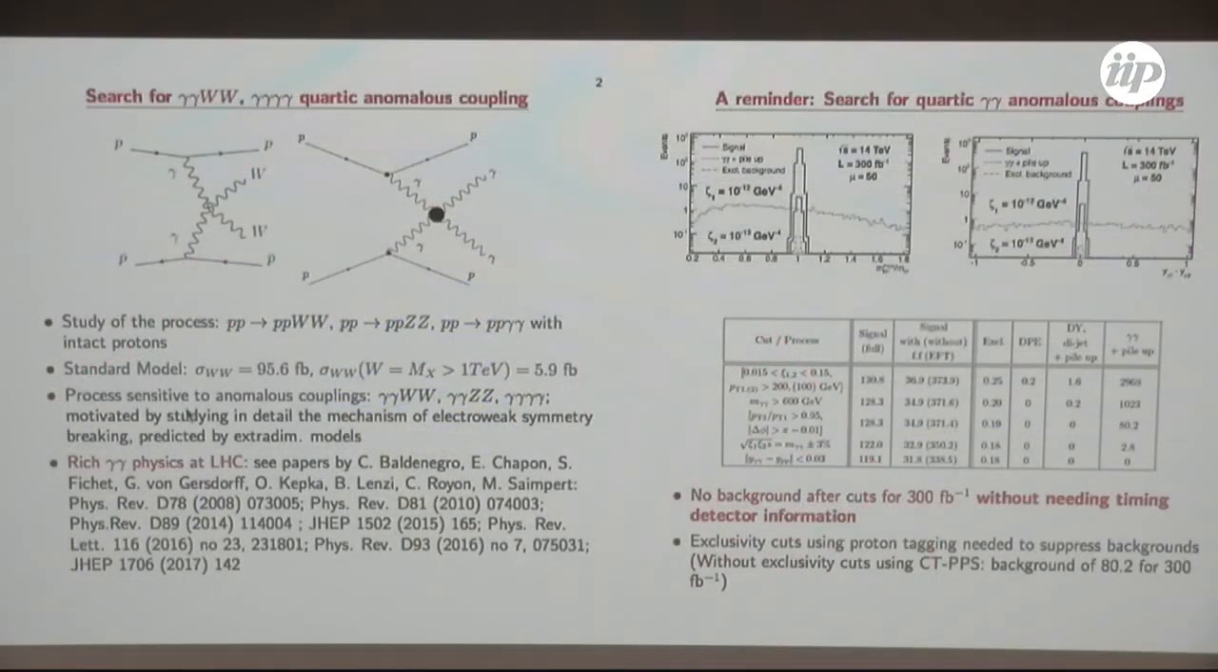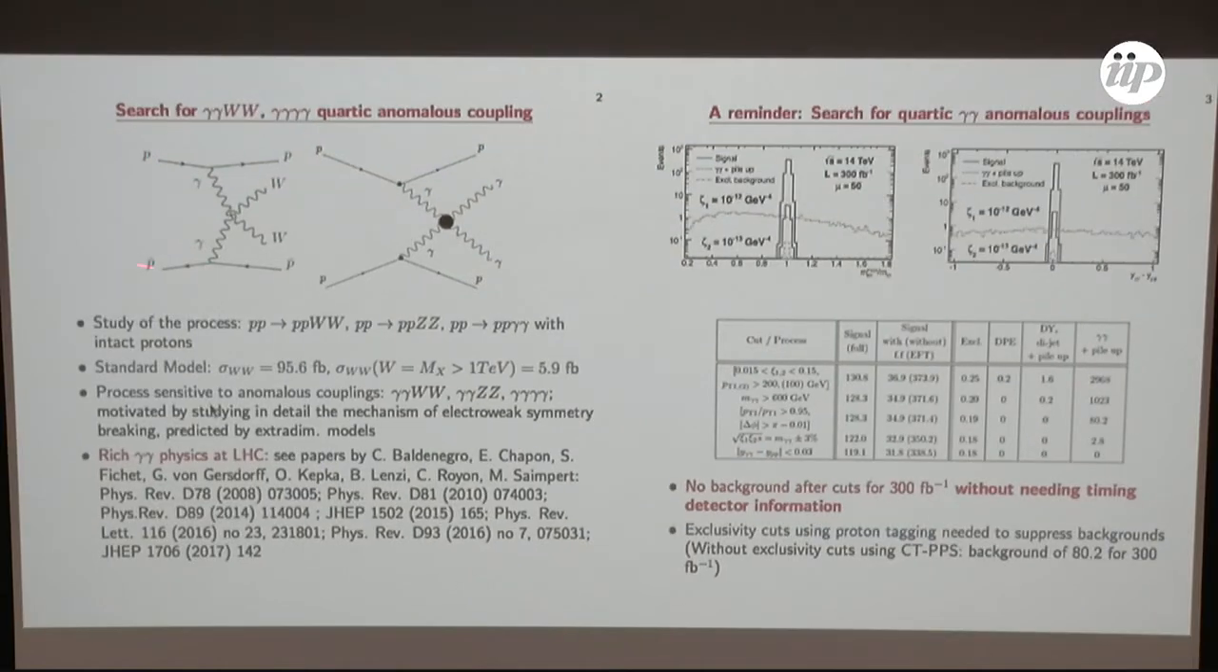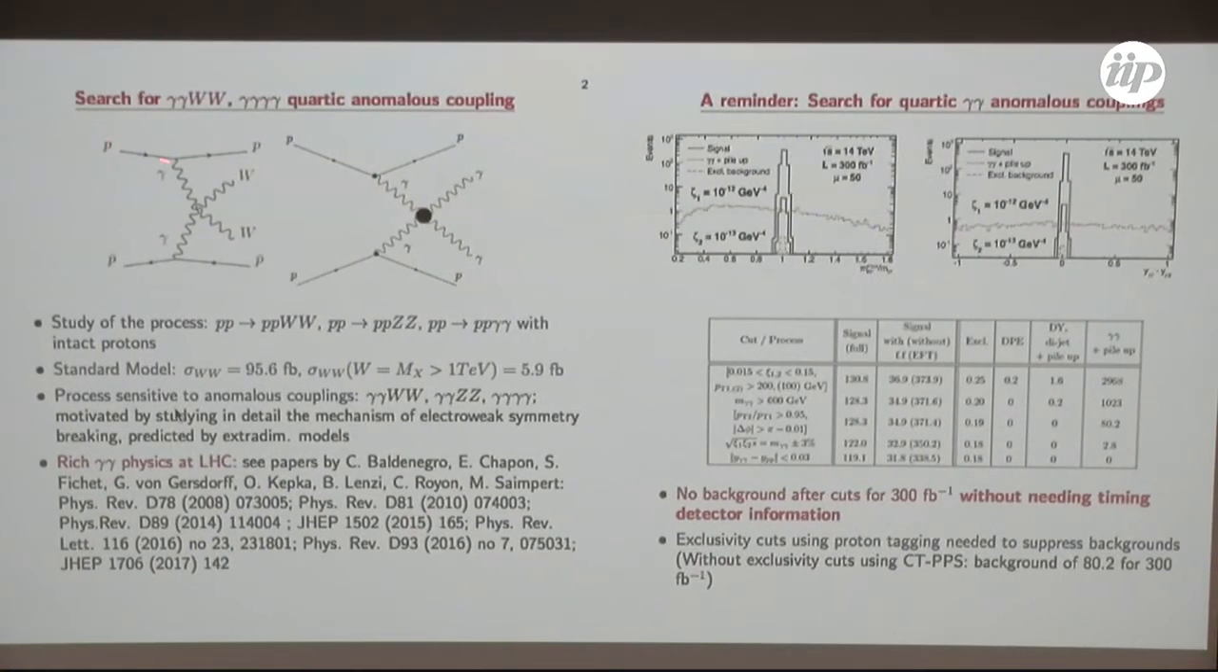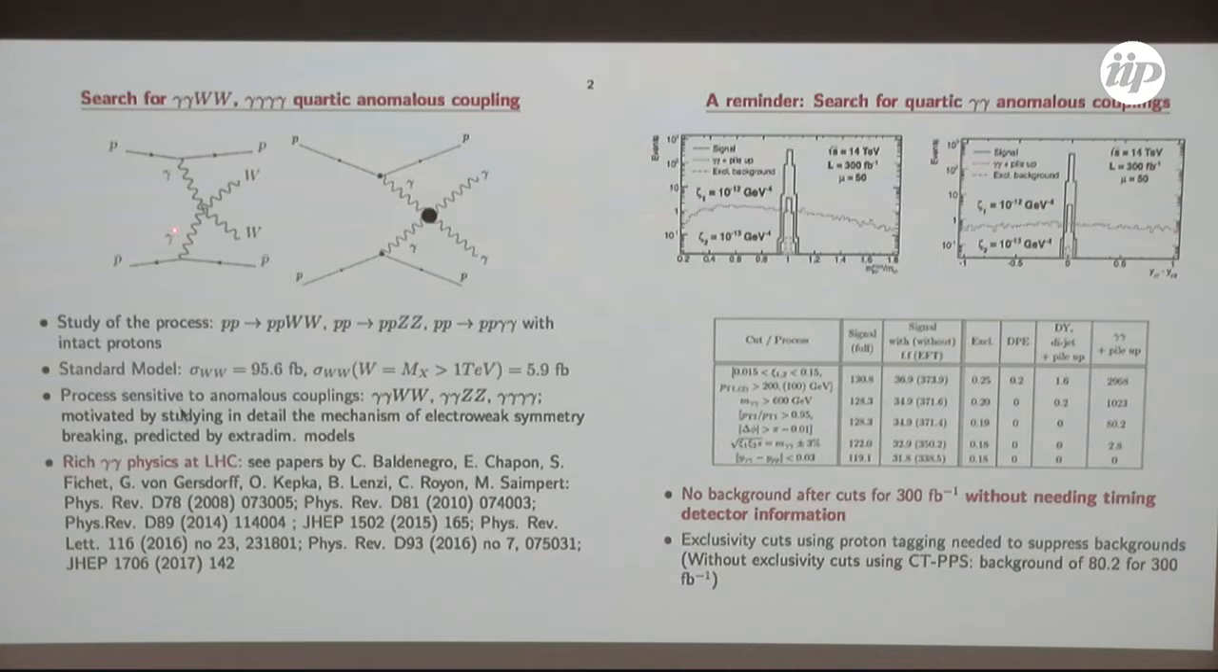So I just want to remind you, just a reminder of what we studied in the past, because this was the starting point of the future studies that I will show you. So basically, the idea is to look at proton-proton interaction, like in this case, via photon exchange. And you can produce, as an example, W pair, photon pair, or 2Z, with the intact protons in the final state. So why is it interesting?